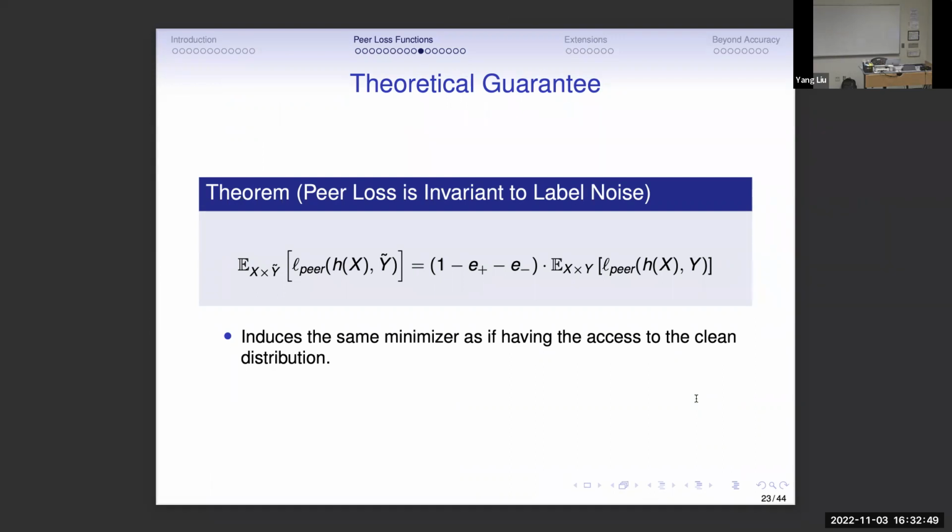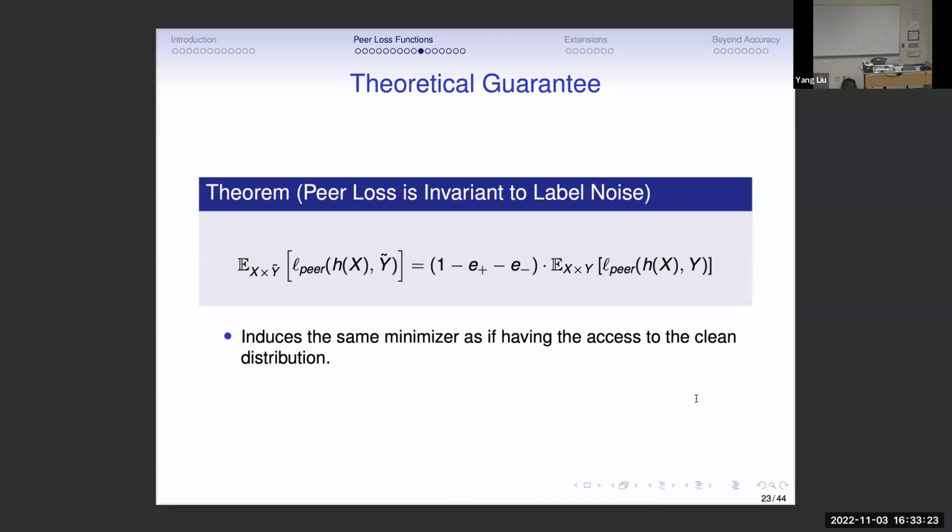This is saying, when I take the expectation of pure loss over the noisy distribution of x and y tilde, it's almost the same as taking the expectation of pure loss over the clean data distribution. And every dependency on the noise rate is subsumed in a constant. So E plus, E minus are in front of this expectation term. And this tells you that minimizing the left-hand side is the same as minimizing the right-hand side, which you don't have access to.